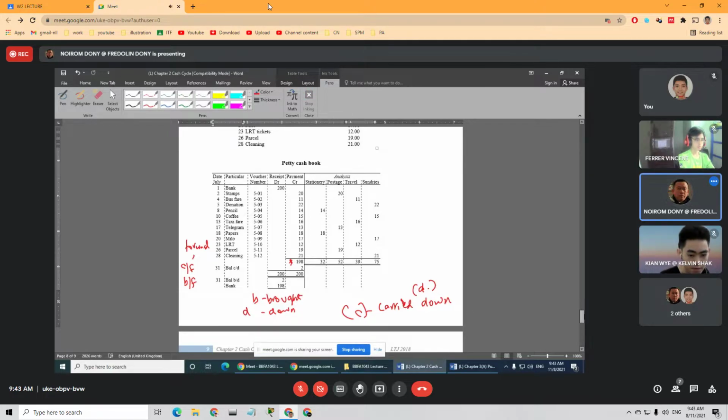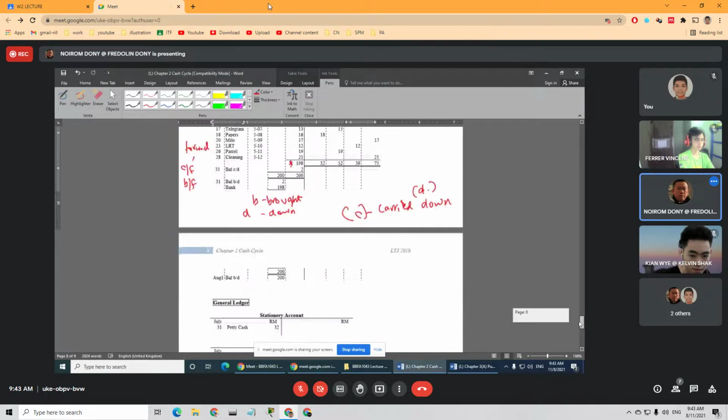Now next one. So August the 1st, we will have balance brought down of 200. Then this is the end of the month already, so we need to post this amount into the general ledger. We don't have to prepare a petty cash account in the general ledger because the petty cash book plays two roles, as a book of prime entry and as a general ledger account. So you don't have to open a petty cash account again in the general ledger, but only the group expenses.